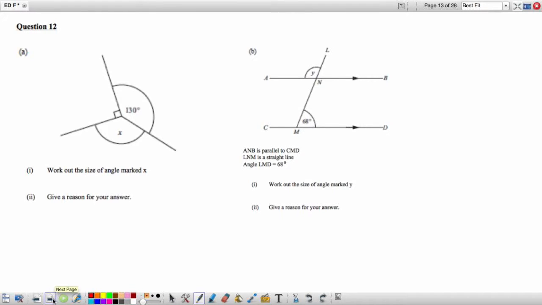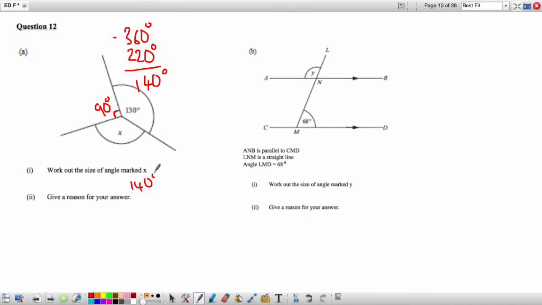Question 12. Work out the size of the angle marked X. Here we have a right angle denoted by the box. Here we have 130, so adding together our 90 plus our 130 gives us 220. We have angles at a point, therefore we will subtract from the total 360. This will then give us 140.